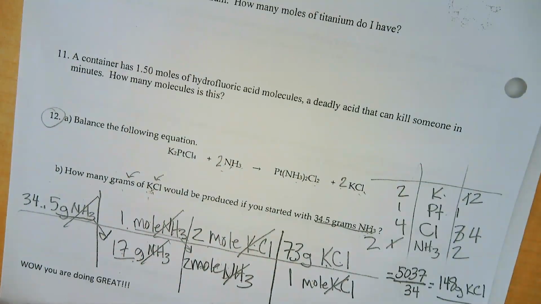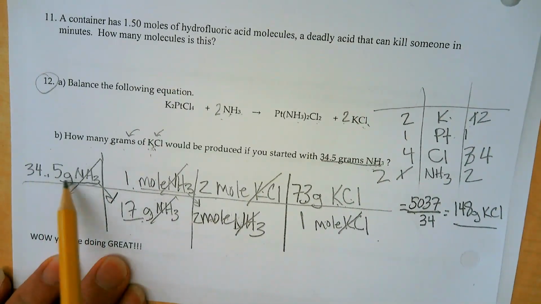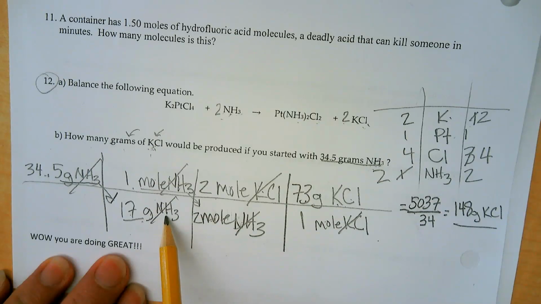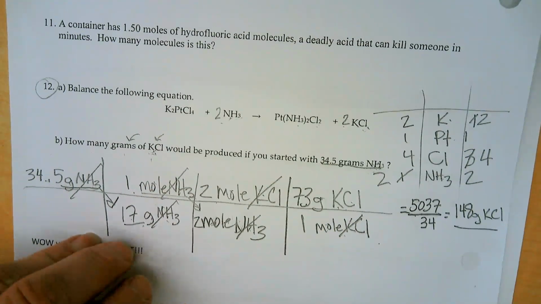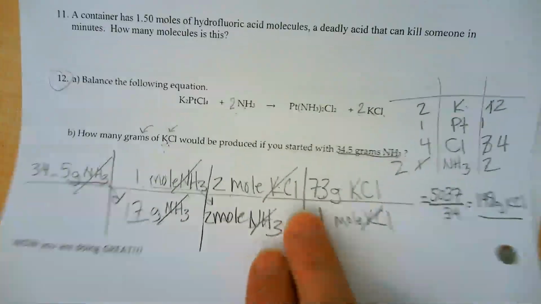Woohoo! Alright, same process. Start with what you got, get rid of it, go to moleville, then go to mole to mole, then back to grams, and that's what you want. Easy peasy lemon squeezy. Alright, let's go to the next question.